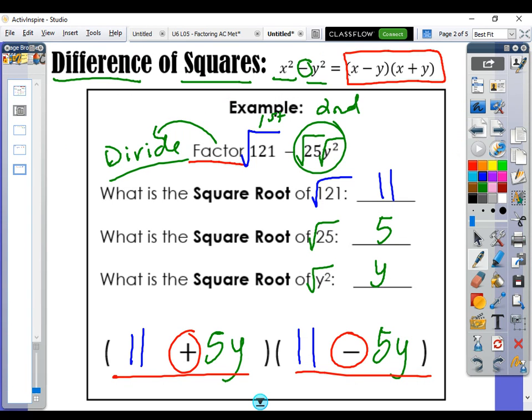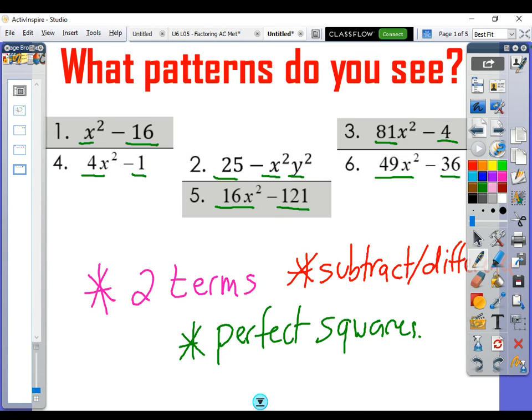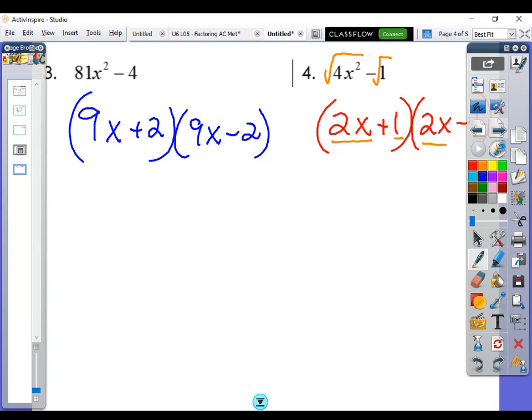So again, I just have to say it one more time. If we recognize these patterns, if we see that it has just two terms, all right, just two terms, and those two terms are being subtracted, and that those two terms are perfect squares, boom, this fits the pattern. This is what we're going to go for.